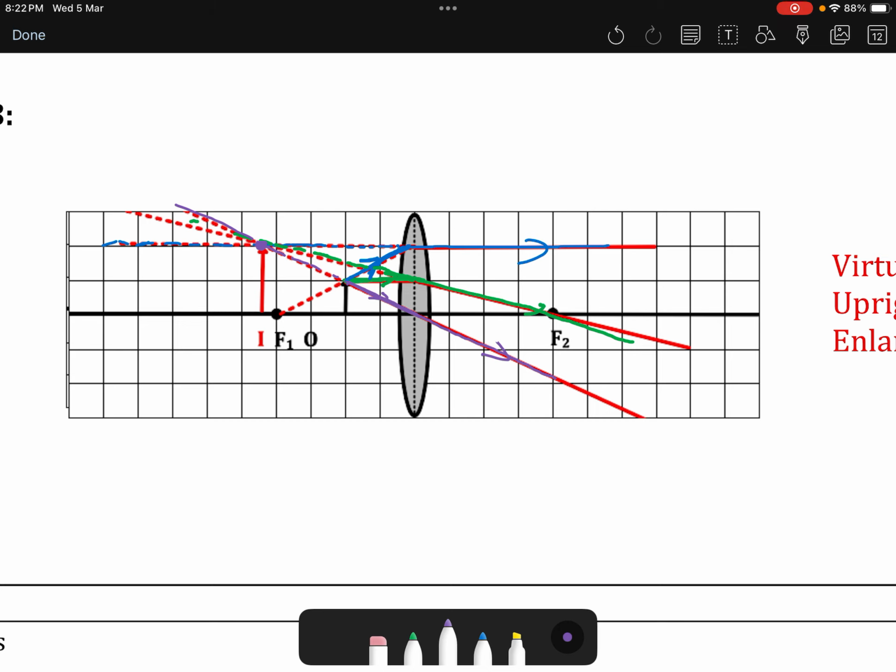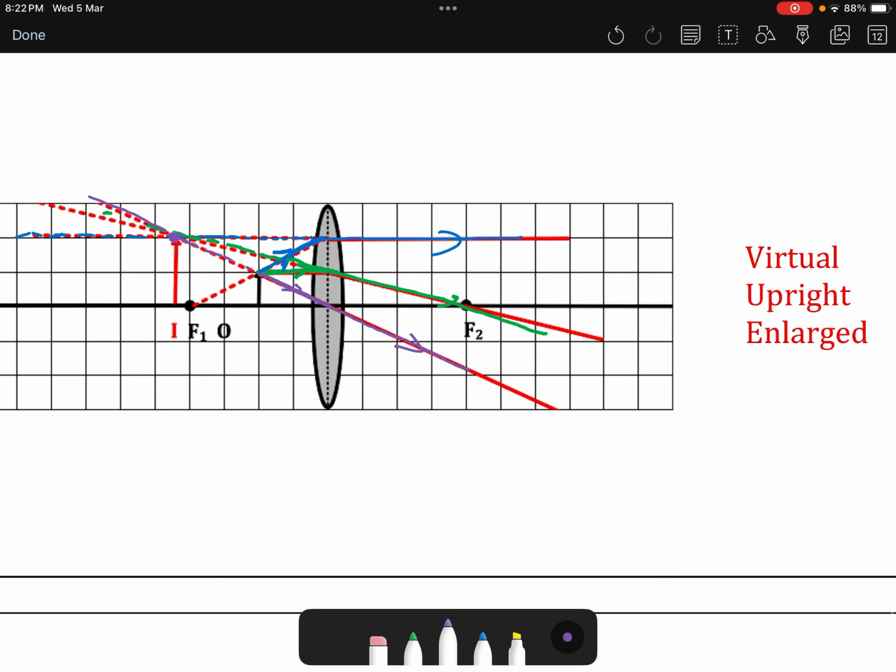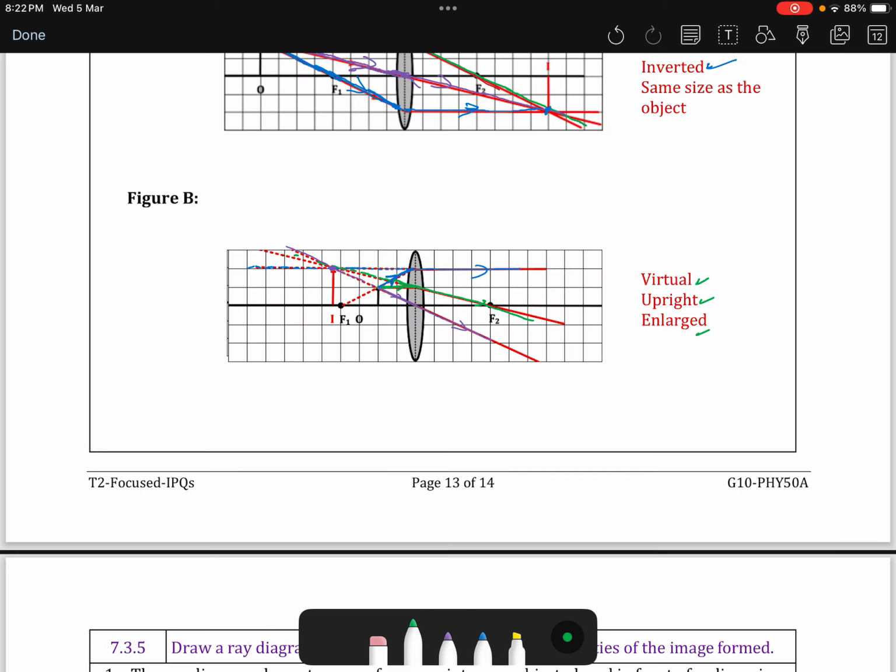In this case, since the image and the object are on the same side, it's a virtual image, and as you can see, it's upright and enlarged. It's bigger than the object itself.